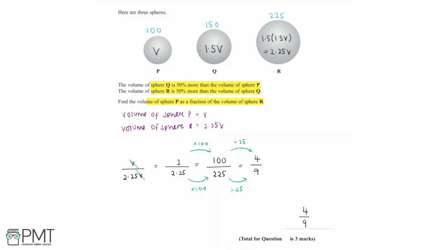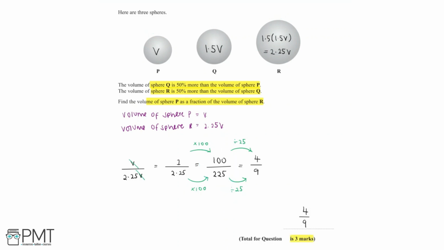And so we could have said that the volume of sphere P as a fraction of the volume of sphere R would be 100 divided by 225, and then we would have ended up in the same situation as before. We would have started our fraction with 100 over 225, and then we would have simplified and found that the answer is equal to 4 over 9.